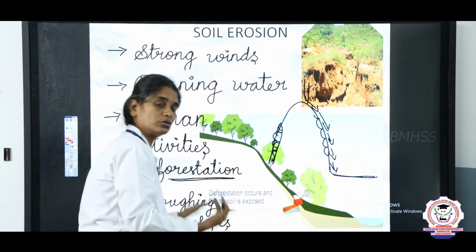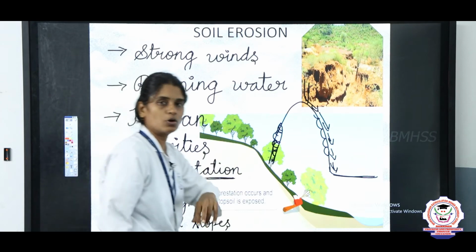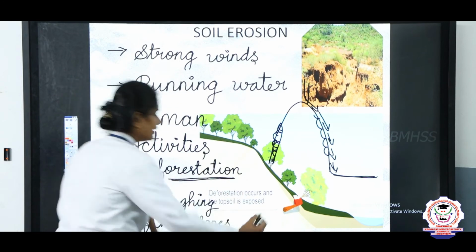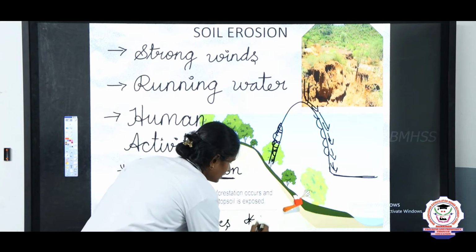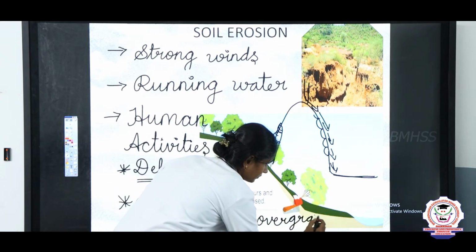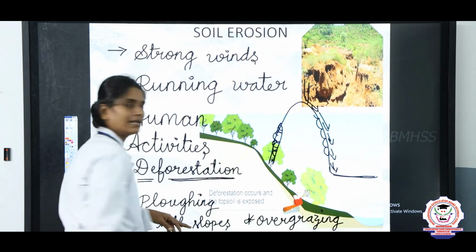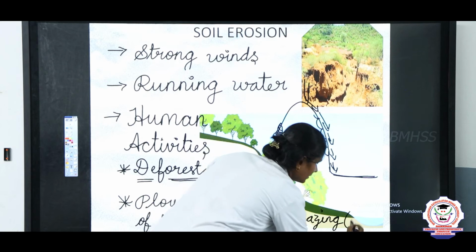So this is also a cause for soil erosion. Ploughing of hill slope is also a cause for soil erosion. And the next one, because of the overgrazing by cattle. Overgrazing, O-V-E-R-G-R-A-Z-I-N-G. So overgrazing by the cattle.